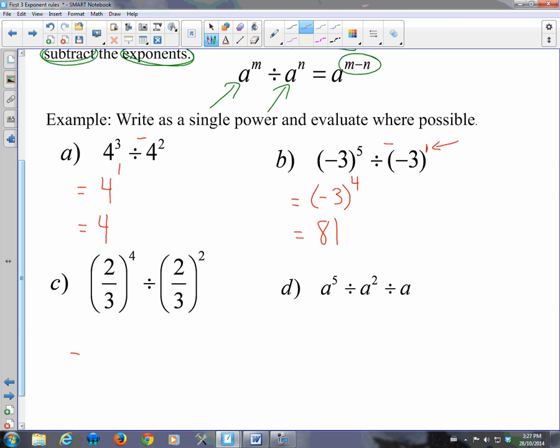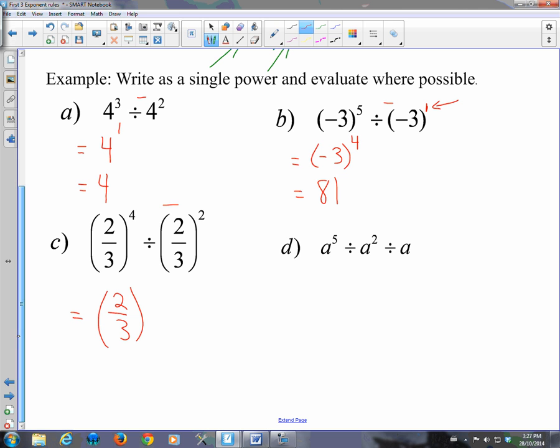Last one, fraction again. It's okay to have a fraction base as long as the two bases are the same. I'm going to keep the fraction, and I'm going to subtract my exponents. So 4 take away 2 would be 2. And then just be careful with a fraction. You want to put the exponent with both the top number and the bottom number. So 2 squared is 4, and 3 squared is 9. So my answer is 4/9.